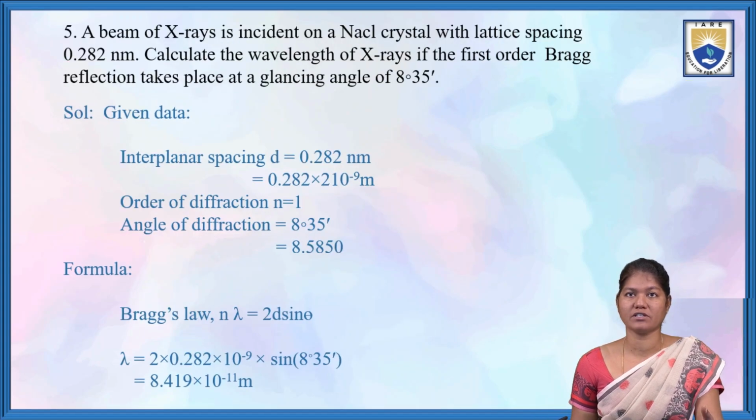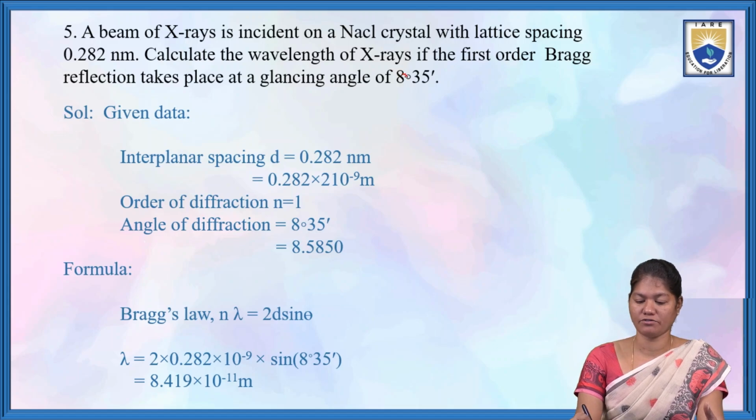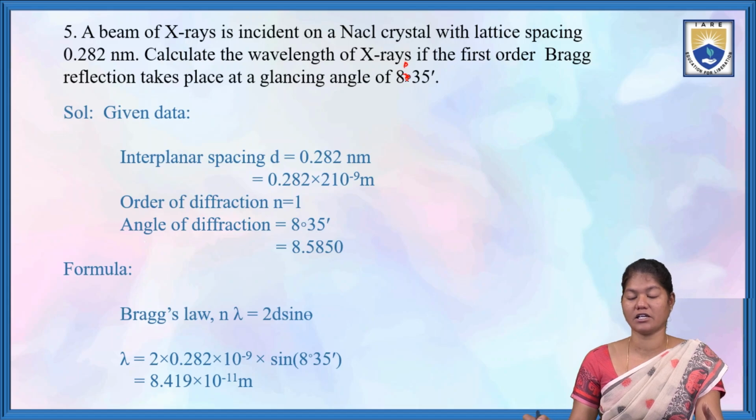Next one: a beam of X-rays is incident on a sodium chloride crystal with lattice spacing 0.282 nanometers. Calculate the wavelength of X-rays if the first order Bragg reflection takes place at a glancing angle of 8 degrees 35 minutes.